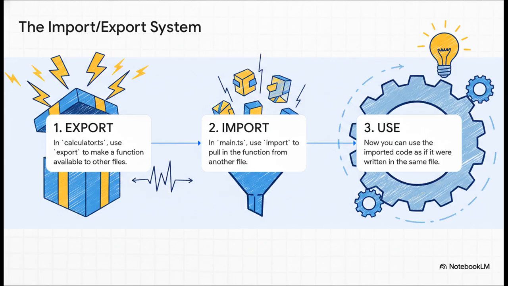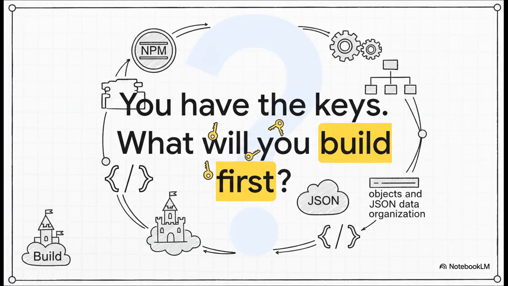In step 1, inside a file like calculator.ts, you use the export keyword to make a specific function, like our add function, available to the outside world. Then, in step 2, back in your main.ts file, you use the import keyword to pull in that specific add function from the calculator file. And that's pretty much it. In step 3, you can now use that add function as if it was written right there in main.ts. This system is the absolute key to keeping your code organized, reusable, and so much easier to understand as your project gets bigger. And that wraps up our guide to setting up a modern app.